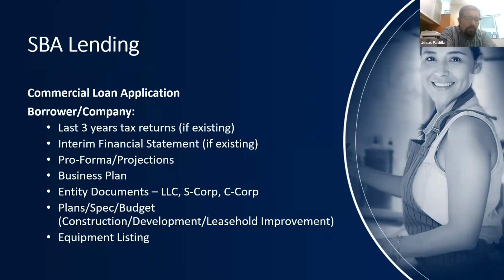Jose, can you elaborate a little bit more on the SBA lending and what the SBA backed loans are? Yeah, and again, this is SBA slash traditional bank loan. You walk into a bank, whether it's Bank of America, TD Bank, Chase, U.S. Century, you name it, Apollo Bank, any local bank, they're going to ask you for your 3 years of tax returns.